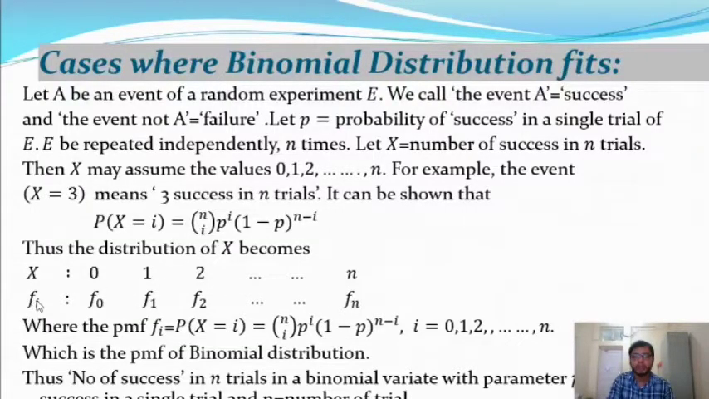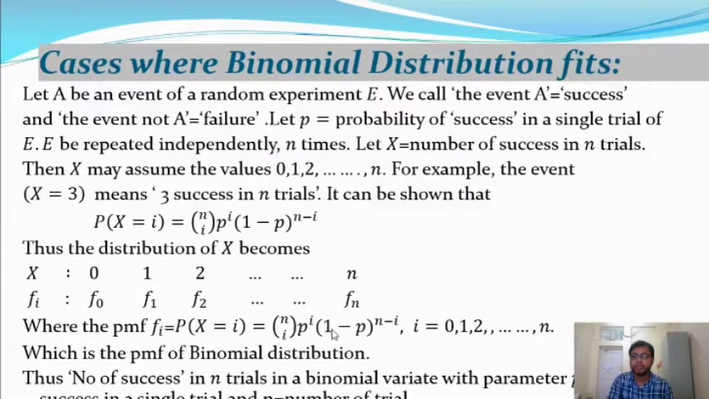and the corresponding probability mass function values, that means f0, f1, f2 corresponding to 0, 1, 2 and up to fn corresponding to n. Where the probability mass function fi is equal to the probability of x equal to i, where x is the event, and this is equal to nCi p to the power i into (1 minus p) whole to the power n minus i, where i is equal to 0, 1, 2 and up to n.